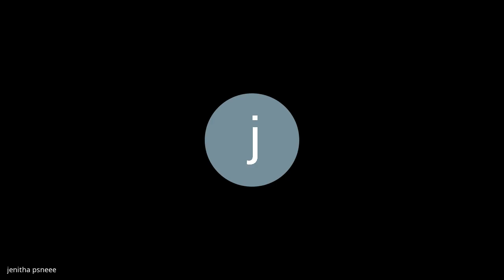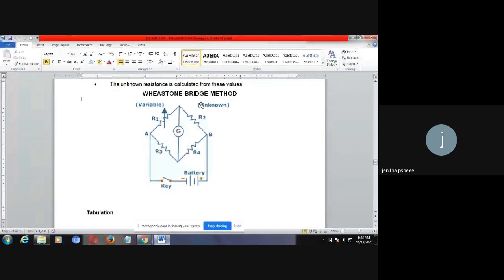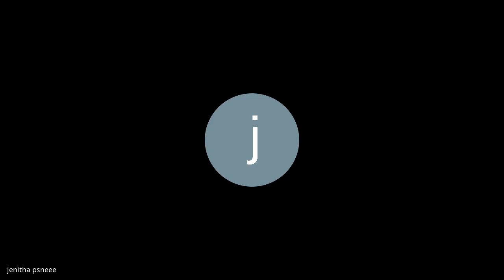Before that, you can calculate the R2 value through the formula. So that is R calculated, and that will be also initially starting the experiment.